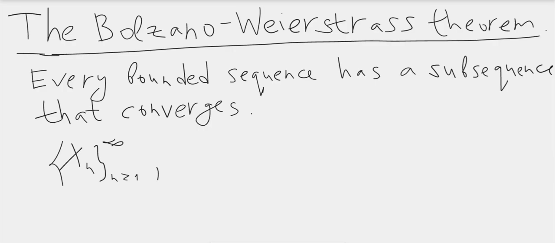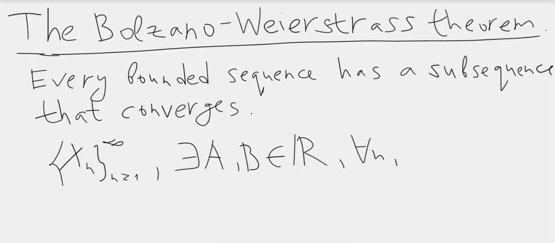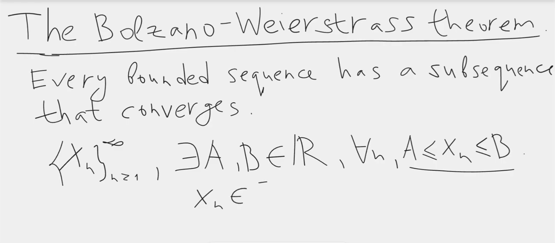Bounded means that there are numbers, let's say A and B, real numbers, and by the way the sequence is also of real numbers, such that for all n, xn is between A and B, or in other words, this inequality we can rewrite as xn belongs to the interval from A to B.